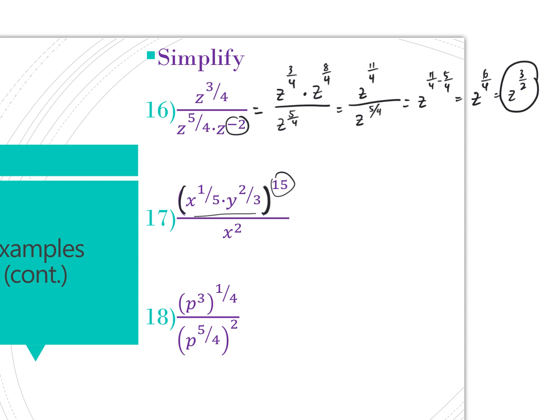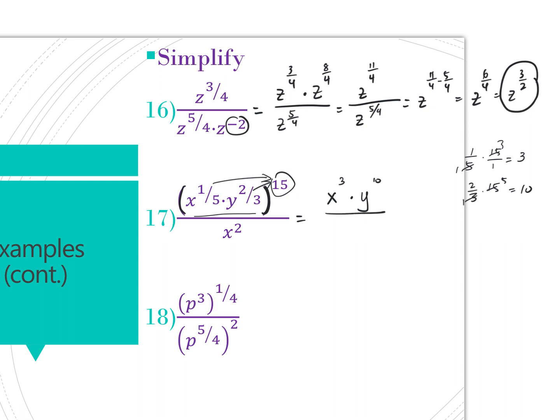I'm going to make sure that I take the 1/5 to the 15th power and the y to the 2/3 to the 15th power. Remember that when you have a power to a power, you multiply. So it's going to be x, and I'm going to be doing 1/5 times 15. And when I do the math, I get 3. So that's x cubed. Then I'm going to go to the y. And I'm going to do y to the 2/3 raised to the 15th power. Basically means I'm going to do 2/3 times 15. So again, I get 10 there, so that becomes y to the 10.